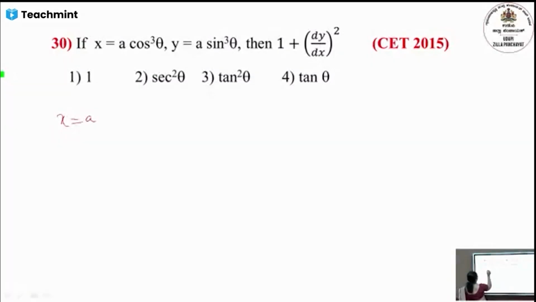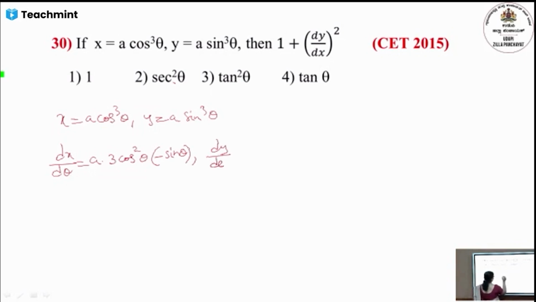Here, x is a cos cube theta, y is a sine cube theta. Here I just require dy by dx, and the options, three options involve theta. So let us not eliminate theta. I will directly differentiate. a is a constant. Derivative of x cube is 3x squared. Therefore, derivative of cos cube is 3 cos squared, then derivative of cos is minus sine. Similarly, dy by d theta is, a is a constant, derivative of sine cube is 3 sine square, and derivative of sine theta is cos theta.